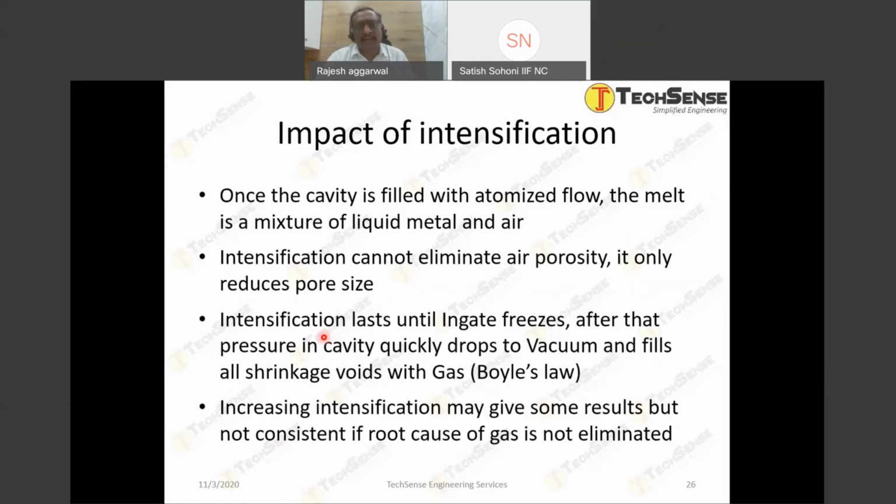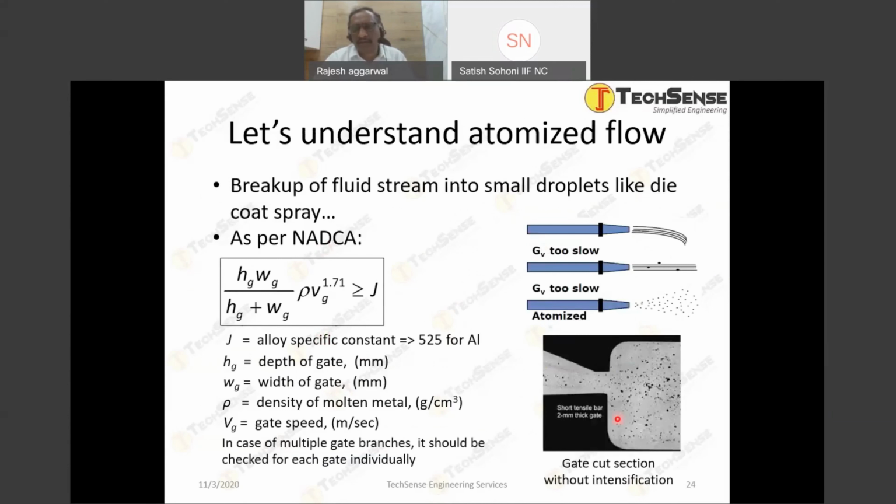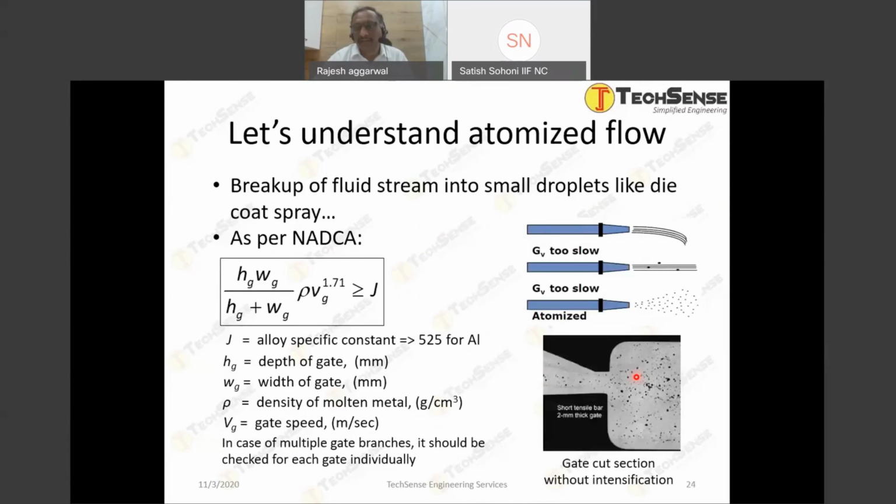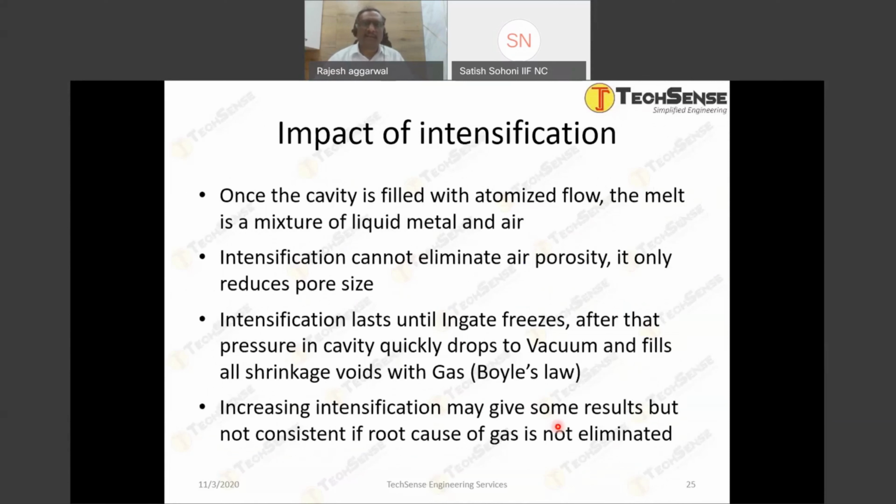And once the cavity is filled with atomized flow, the melt is a mixture of liquid metal and air. Intensification cannot eliminate the porosity, it only reduces the pore size. If you see the slide over here, you see a pore size that is very small, maybe 0.1, 0.2, or maybe 0.5. Some of the pores may be bigger as well. You can see the variation in the pore size. This is before intensification, right? So as we apply the intensification, the pore size reduces. The intensification lasts until the in-gate freezes. After that, pressure in the cavity quickly drops to vacuum and fills all shrinkage voids with gas. That is Boyle's law.